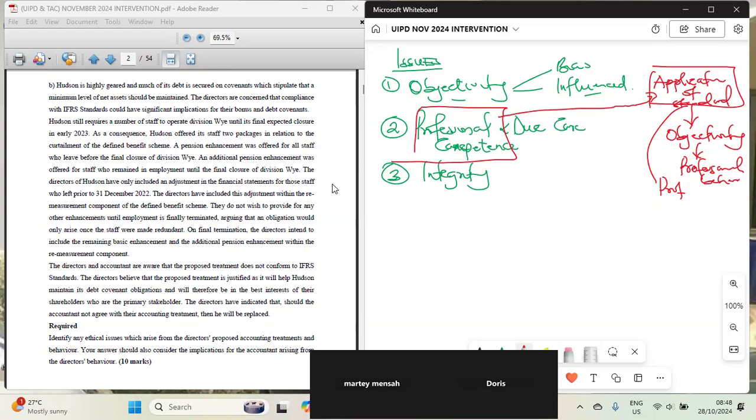An accountant is meant to be independent, or they are compromising on their objectivity. Yes, compromising on their integrity. So you must say that. All right, then you give your safeguard. So that is what we meant by concluding.